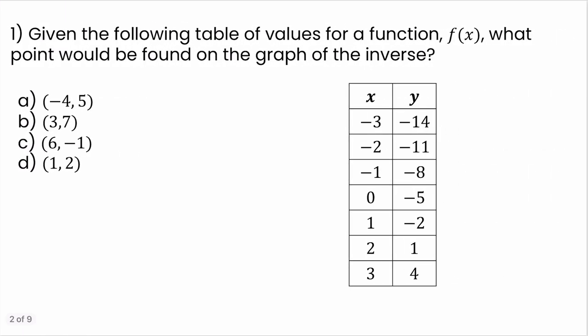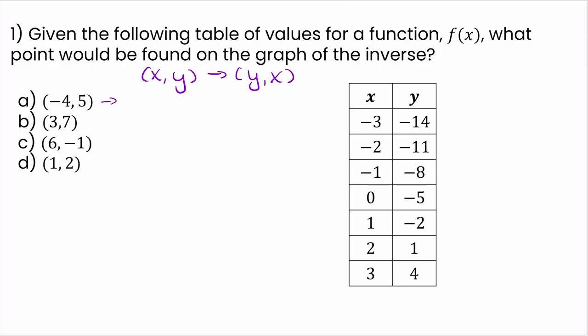So in this problem, it says, given the following table of values for a function f of x, what point will be found on the graph of the inverse? So remember, what we're doing when we're finding the inverse is we're taking a point (x, y) and we're reversing the order of the coordinates so we get (y, x). So all of these points I'm going to take in reverse basically and see which one matches my table.